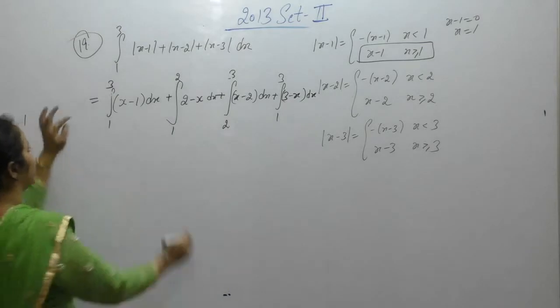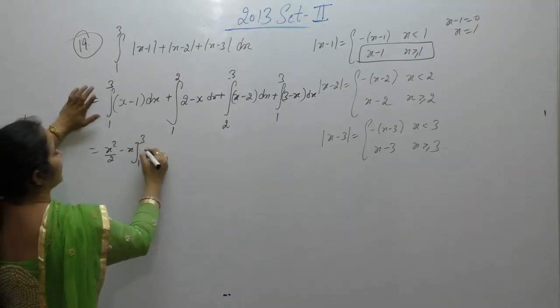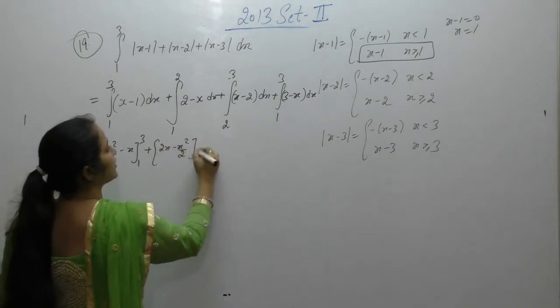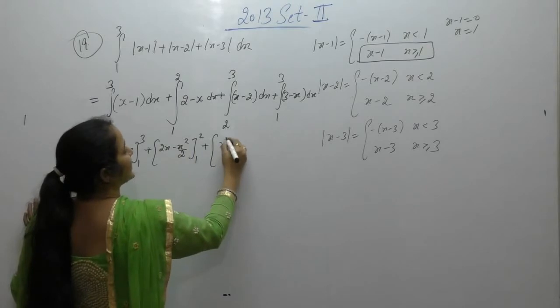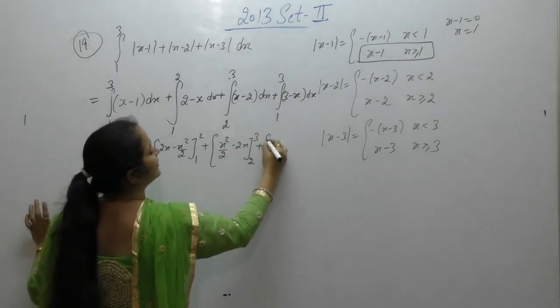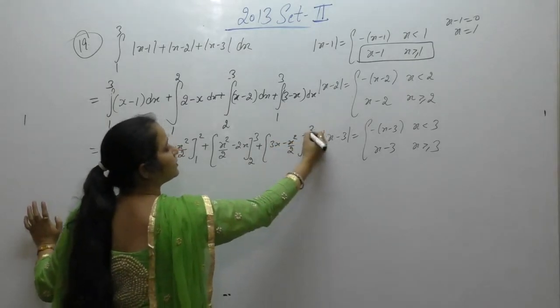Now solve the integral. x square by 2 minus x, limit goes from 1 to 3. 2x minus x square by 2, limit goes from 1 to 2. x square by 2 minus 2x, limit goes from 2 to 3. 3x minus x square by 2, limit goes from 1 to 3.